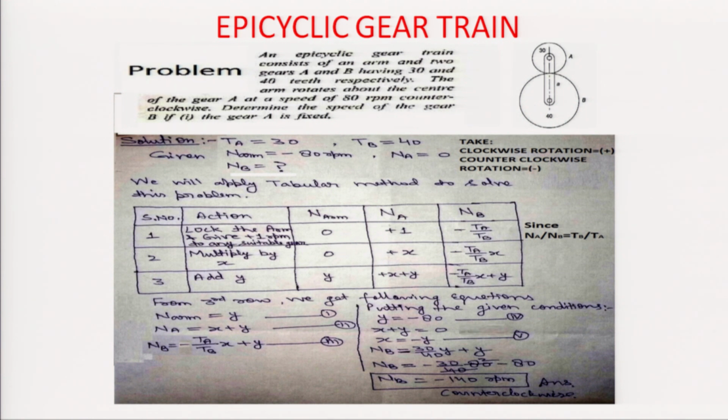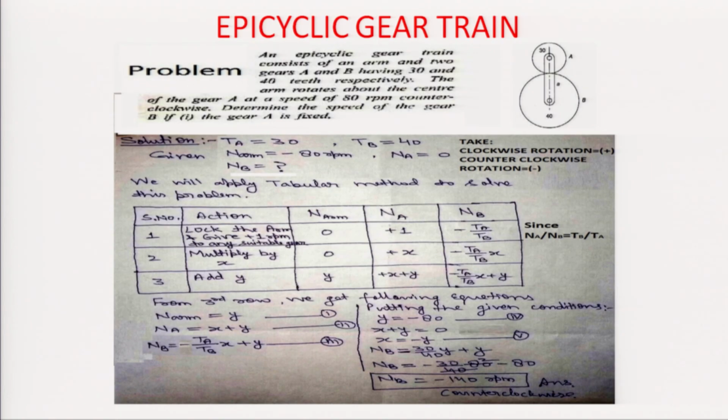Now, the known things are: number of teeth on gear A is 30, number of teeth on gear B is 40. Speed of arm is given as 80 rpm, that is minus 80 rpm. Here minus indicates that it rotates in the anticlockwise or counterclockwise direction, and the speed of gear A, Na, is equal to 0. Now, we have to find out the speed of gear B. So, for finding out this value, we will apply the tabular method.